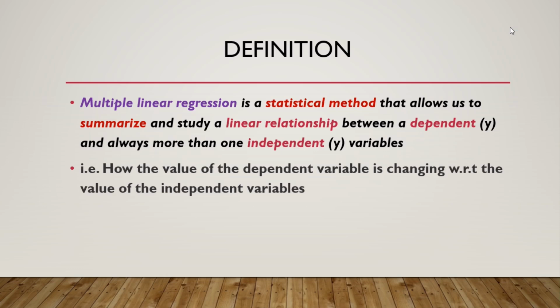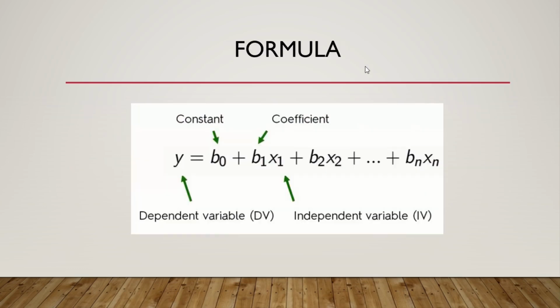Multiple linear regression is a statistical method that allows us to summarize and study a linear relationship between a dependent and always more than one independent variables. Here the key term is always more than one independent variables, and that is how the value of the dependent variable is changing with respect to the value of independent variables. So now let's look at its formula.